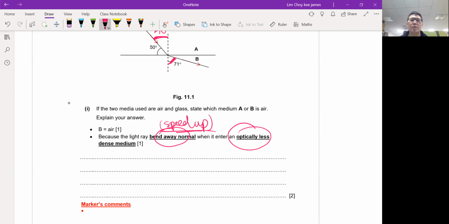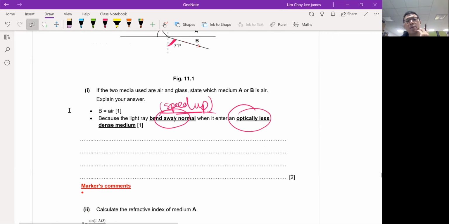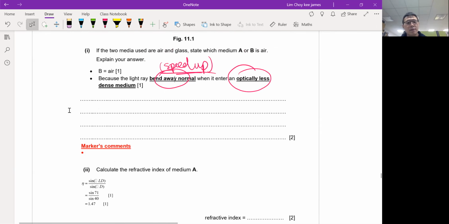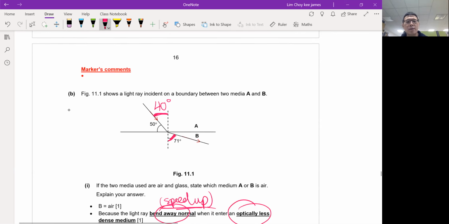Okay, or the ray to speed up. Either way, bend away from normal or speed up. Either way, we accept. Okay. Now, reflecting index less dense. Okay, remember less dense to dense. Okay, less dense.